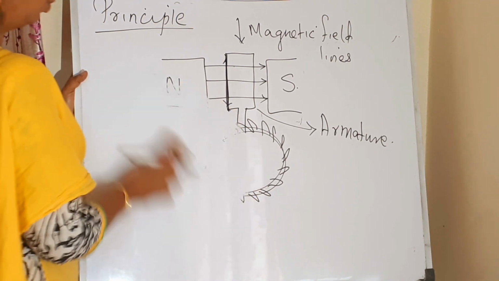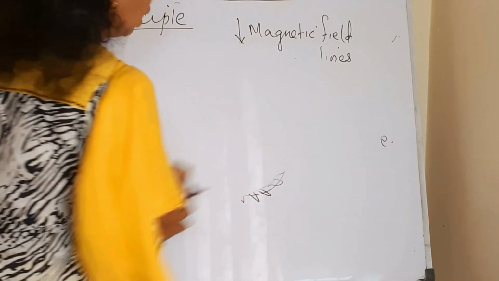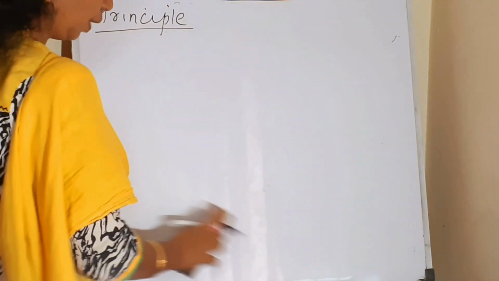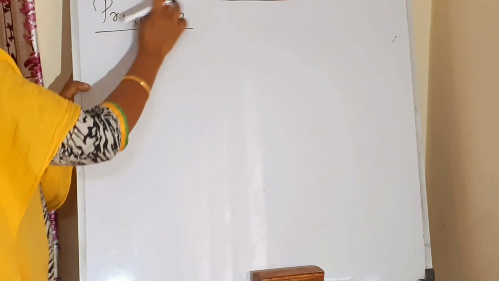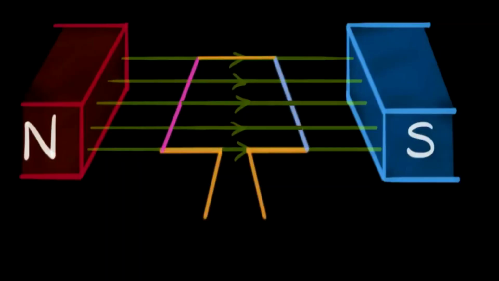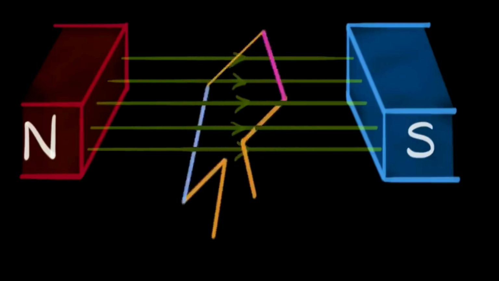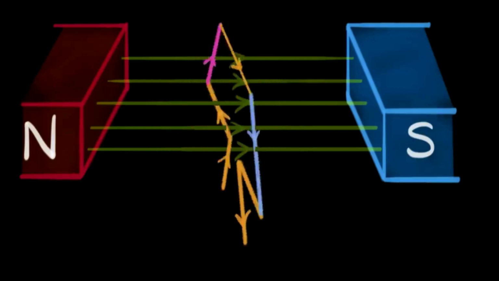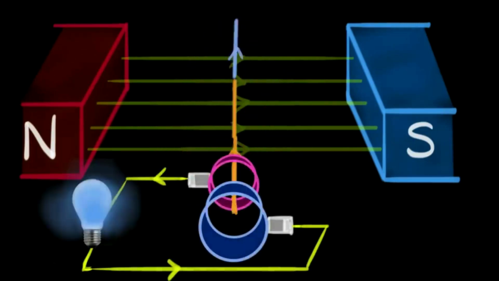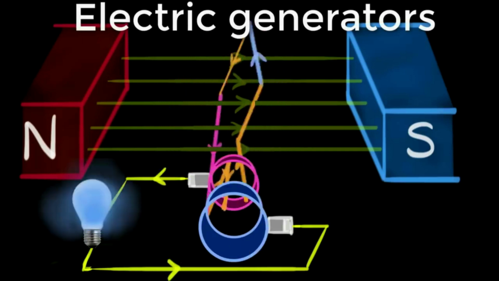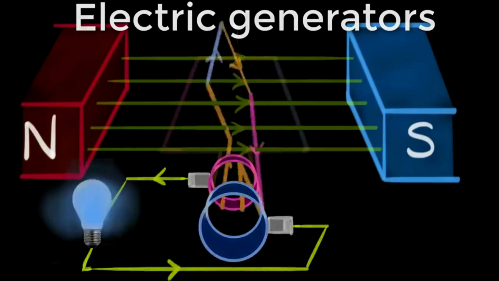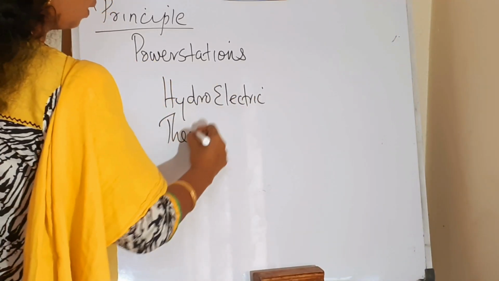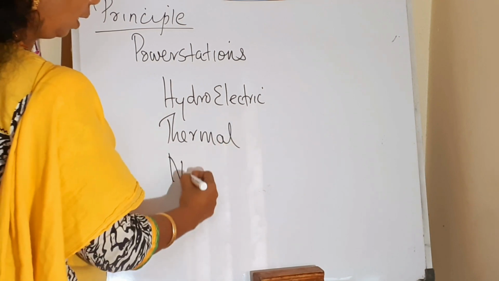Just in brief I have told you. In detail you will study this in class 10. So for the sake of class 7, what you have to understand is the principle behind any power station: when a coil is placed inside a magnetic field and the coil is rotated, AC is generated. Based on the type of energy that is used, power stations can be classified into hydroelectric power stations, thermal power stations and nuclear power stations.